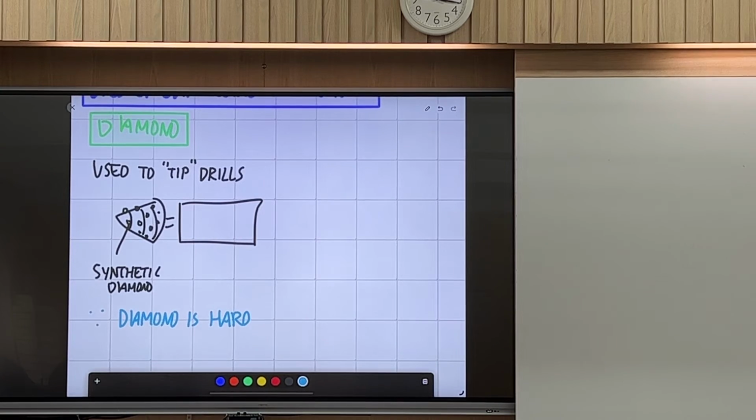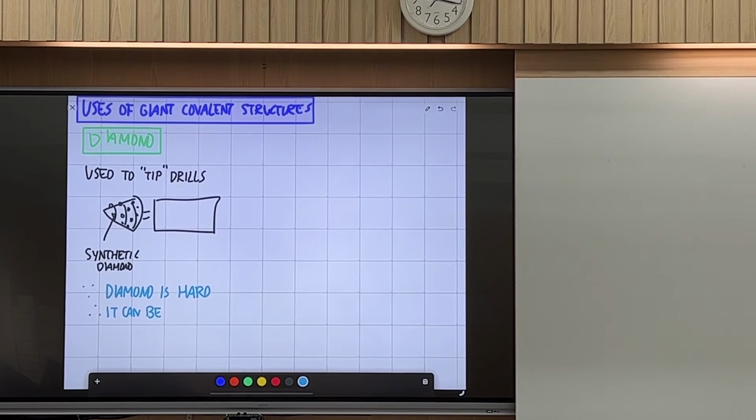And it can be used as an abrasive. So do you all know what abrasive means? No. You have used sandpaper, right? What do you use sandpaper for? For polishing surface, right? This is what an abrasive means. Abrasive would be used to polish surface.